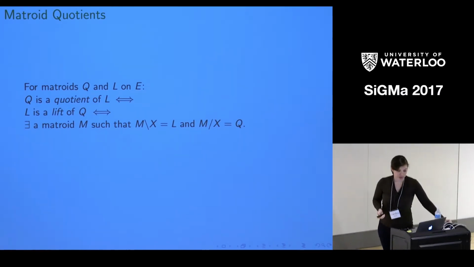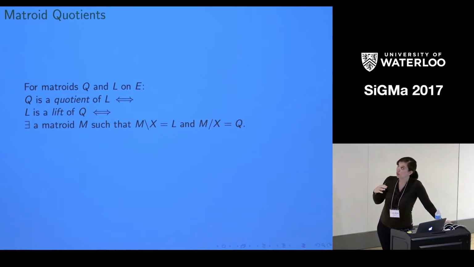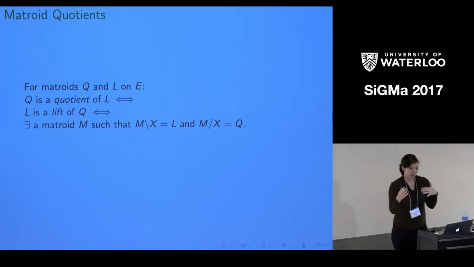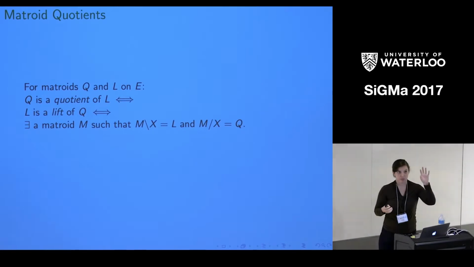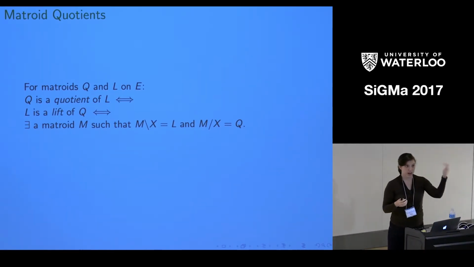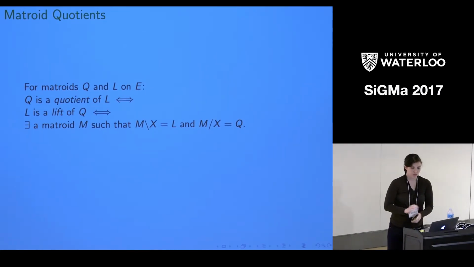So that's D-min and D-max. I have to tell you something about quotients. I use Q to be the quotient and L to be the lift. These are two matroids defined on the same ground set E. And Q is going to be a quotient of L, and L is going to be a lift of Q, exactly when there's some third matroid M where deleting X gives you L and contracting X gives you Q. So the rank of Q is bounded above by the rank of L.